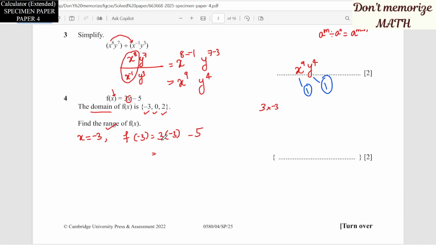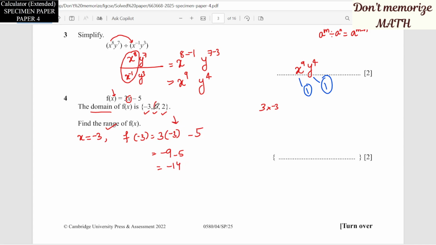Okay, 3 times minus 3. 3 times 3 is 9. Minus, we'll put minus. Minus 9 minus 5 is negative 14. So the first f of x value, or the first member of the range, is negative 14. You have a calculator, so directly you can check this part in the calculator. You will get negative 14.